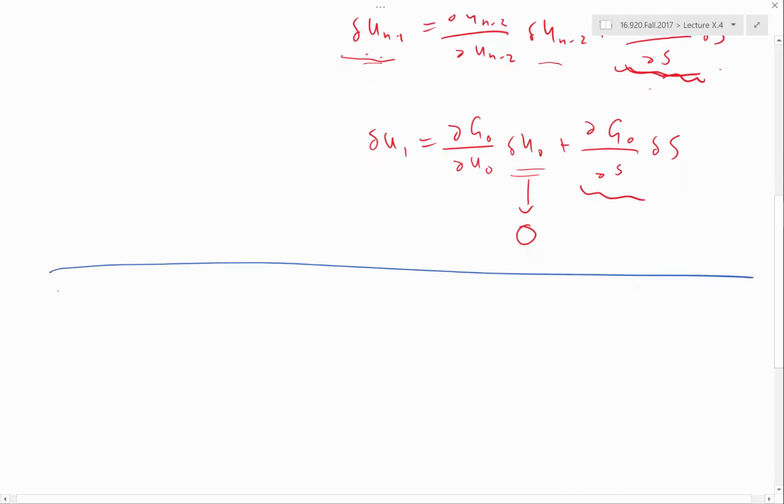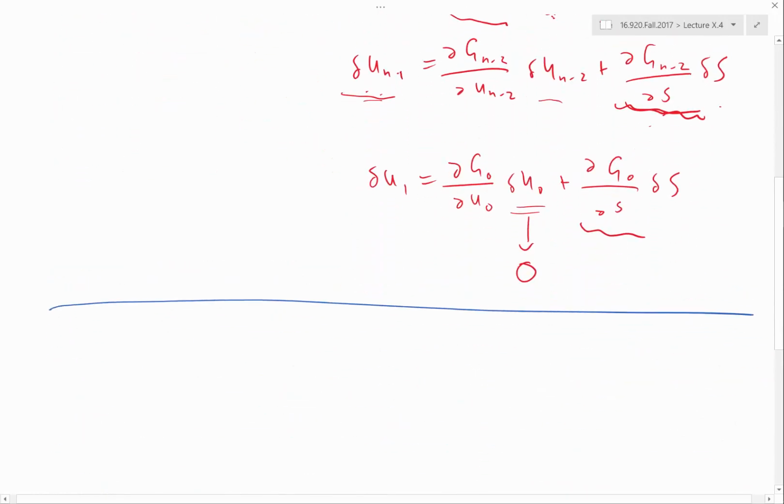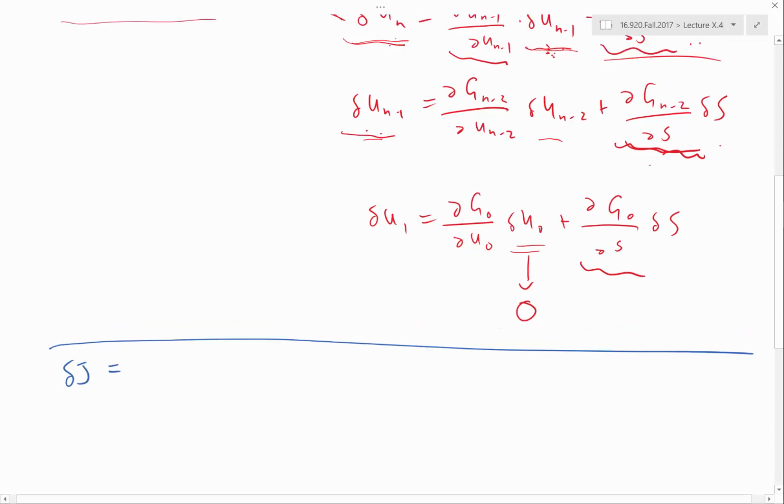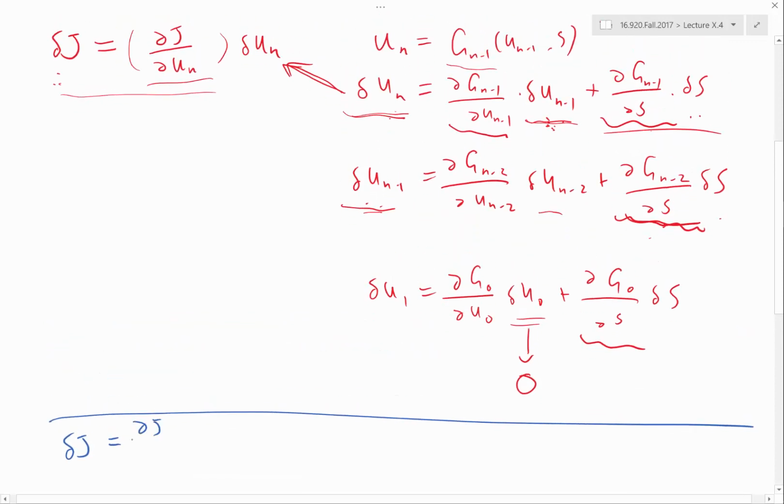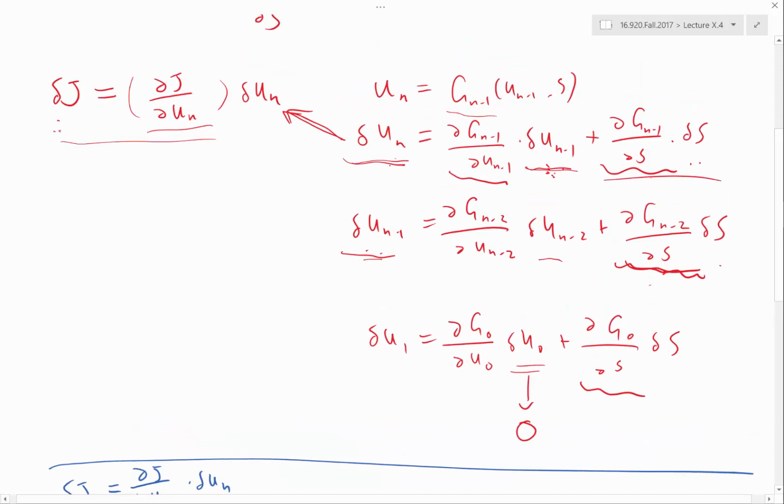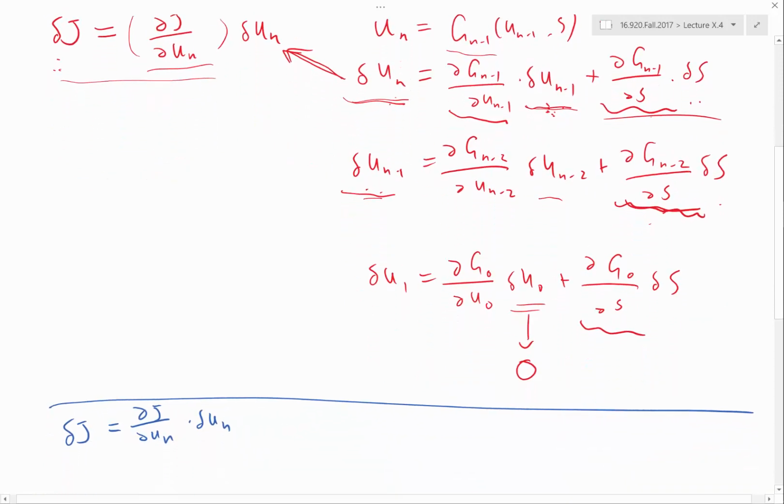So the better way is the following. I still have my delta j. Delta j, I'm going to still write it as the same, partial j partial un times delta un. All right. I still have to linearize all my formulas.